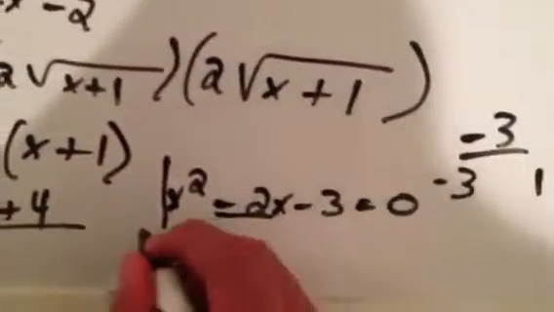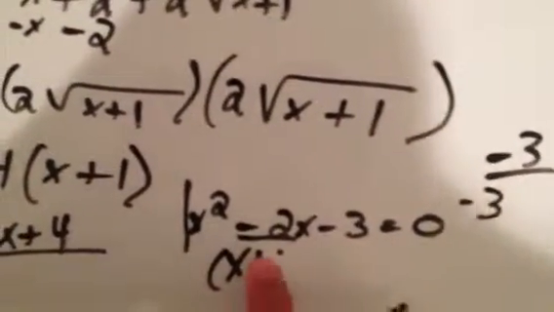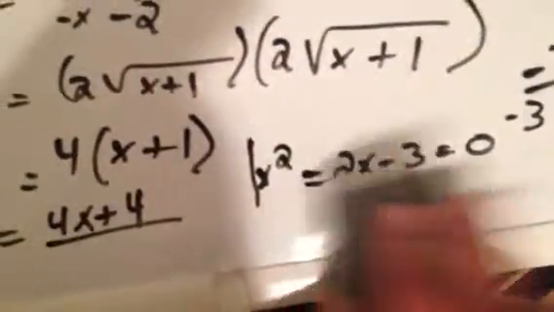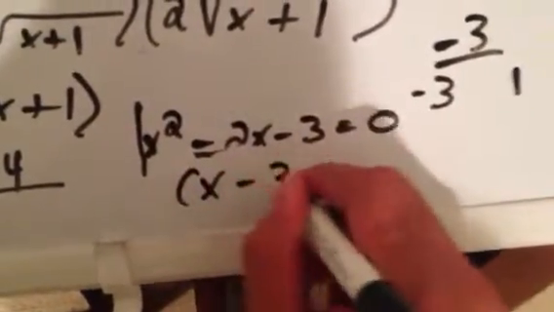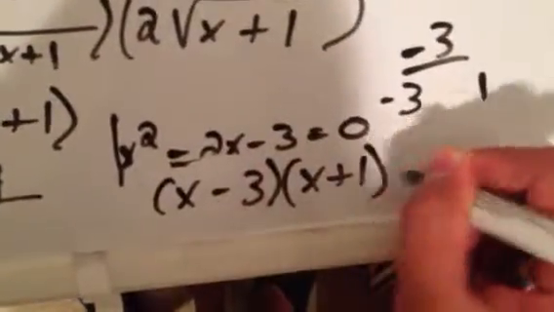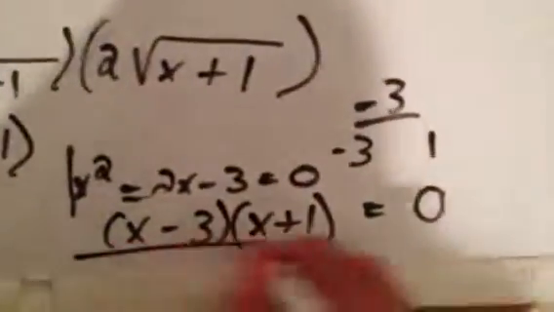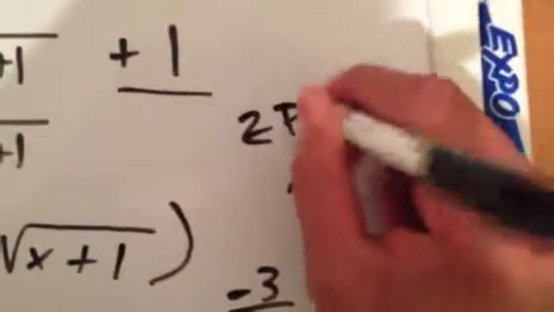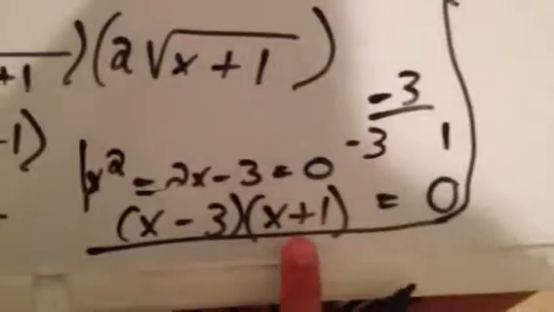So what we can just say is x plus 3, oh, I'm sorry, not x plus 3. You just follow what that says. x minus 3 and x plus 1, because this is negative 3 and positive 1, and that's equal to 0. Then we use what's called the zero product property, where we set x minus 3 equal to 0, and we set x plus 1 equal to 0.